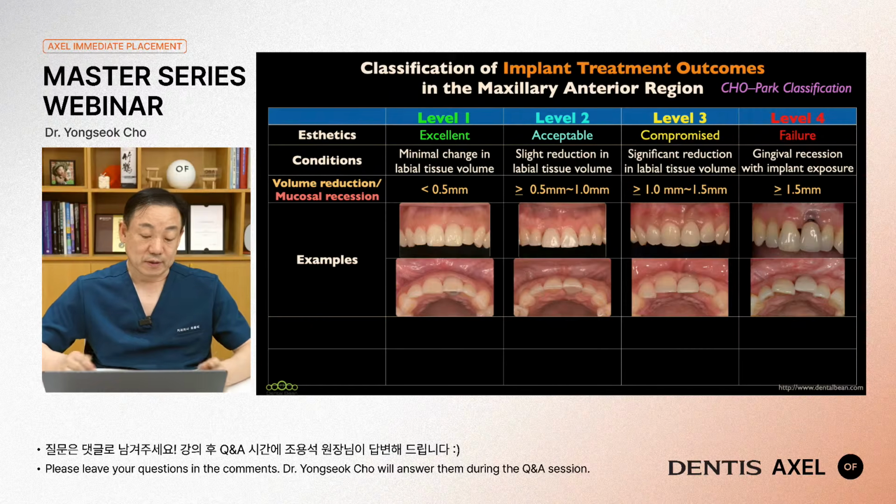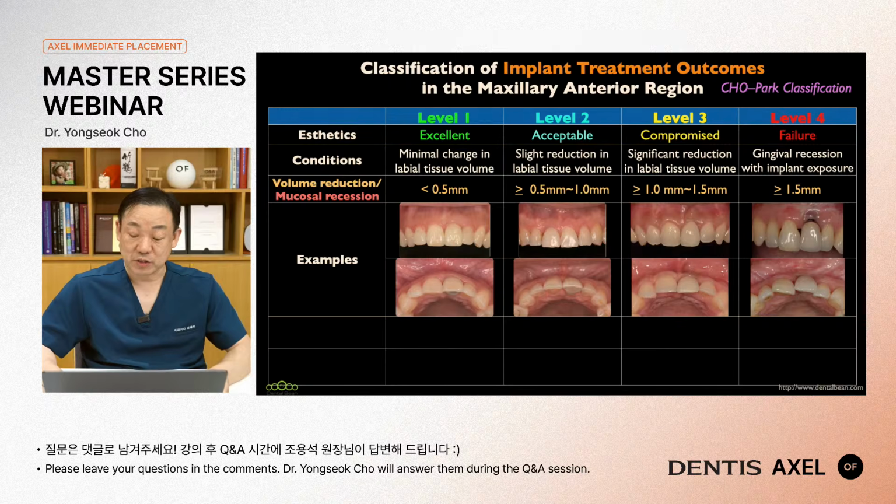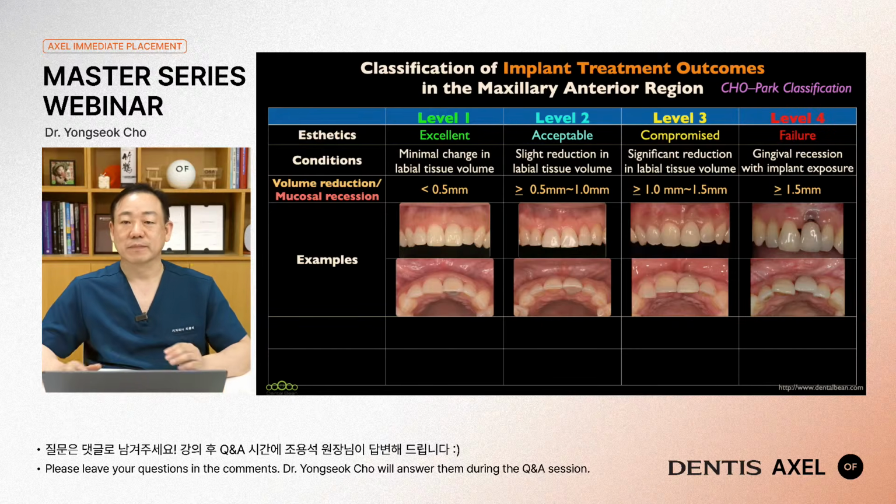Dr. Jonghyun Park and I developed this classification system which categorizes treatment outcomes into 4 distinct groups. Okay. Level 1 is excellent outcome, which shows minimal change in labial tissue volume, and sometimes there is minor volume reduction or mucosal recession under 0.5 millimeter. This belongs to level 1, excellent outcome.